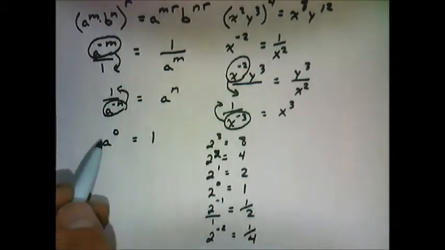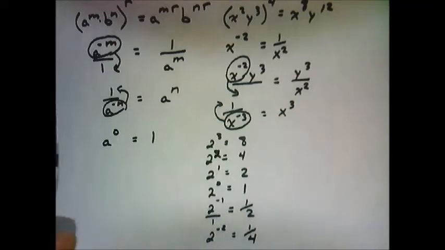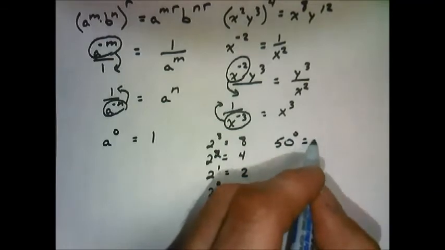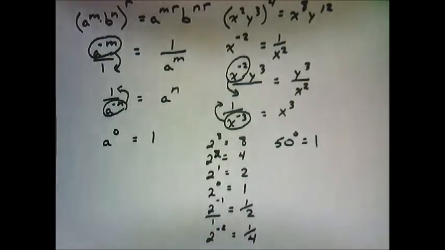So it doesn't matter what number we take to the 0 power, we always get 1. So if we had 50 to the 0 power, it gives us 1. Very important rule, and a lot of people mess this one up, so be careful. You may want to star this one. a to the 0 equals 1.